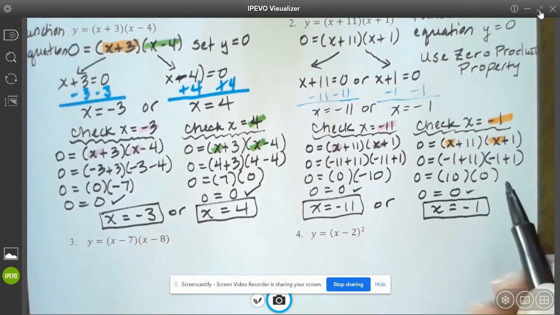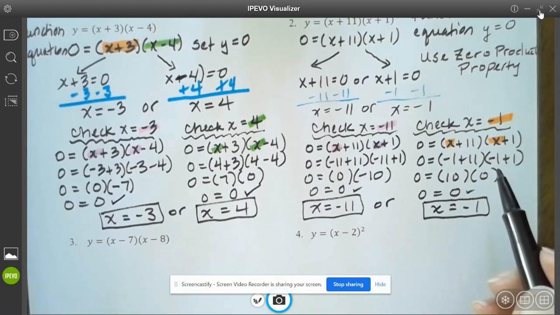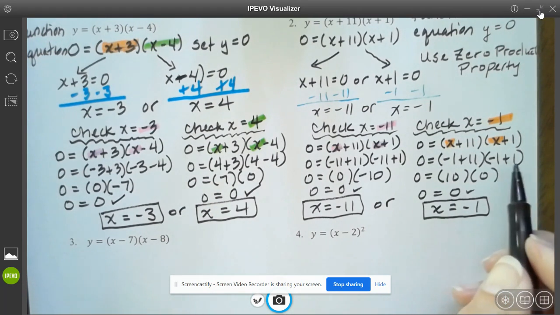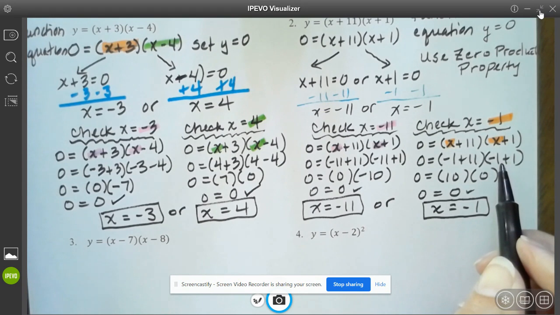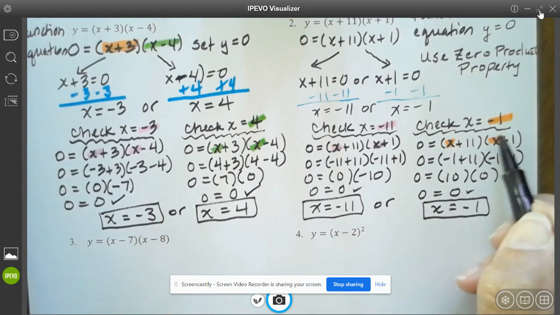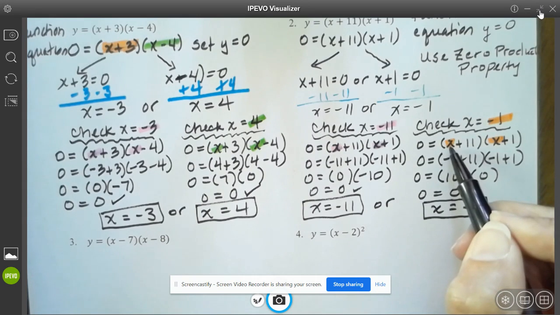Now in the Desmos activity, one of the questions was, I think I asked something about explain it or what do you notice? The pattern that you notice. And the pattern that hopefully you noticed was that the solutions are always opposites of the constant in the binomial. X plus 11 is a binomial. The opposite of 11 is negative 11.